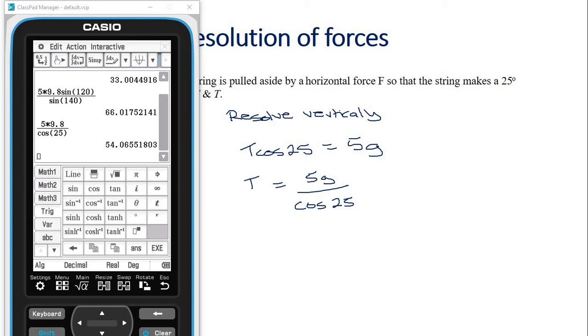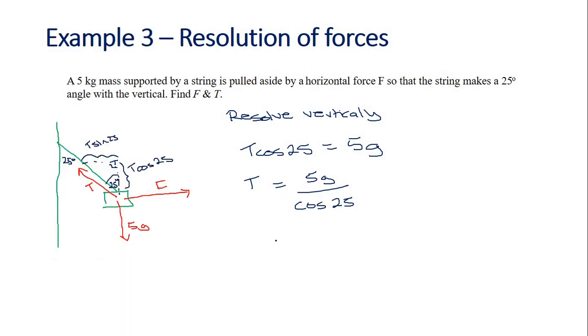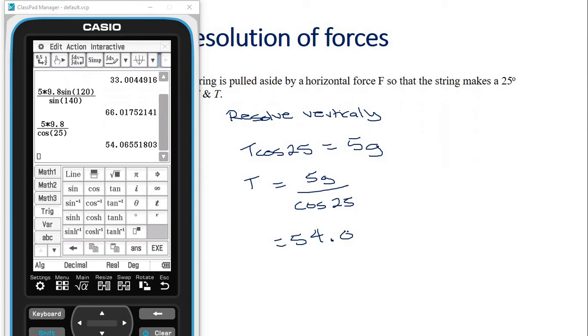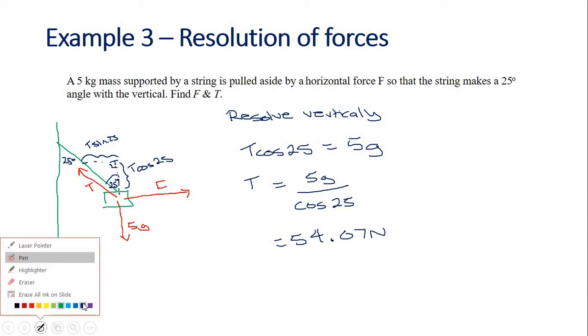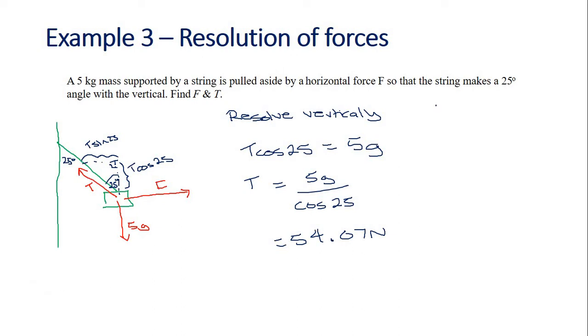Where's my mouse gone? I've lost it. Okay, here it is. So that's going to be 54.08, is that what I said? 07 newtons. So we found T, we also want to find F. So to find F, we can now resolve horizontally.